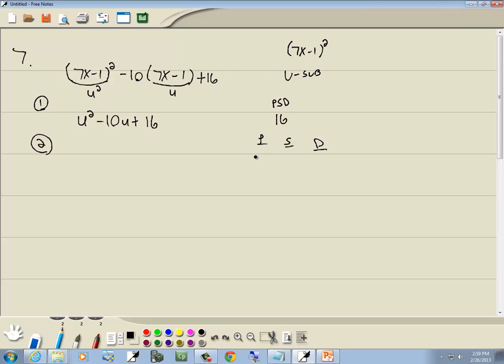All products give us 16. We got 1 times 16, 2 times 8, 4 times 4. Add them together. 1 plus 16 is 17, 2 plus 8 is 10, 4 plus 4 is 8. Difference column, subtract them, smaller from larger. 16 minus 1 is 15, 8 minus 2 is 6, 4 minus 4 is 0. The number we're looking for is a 10, which is right here, which means we're going to use 2 and 8.